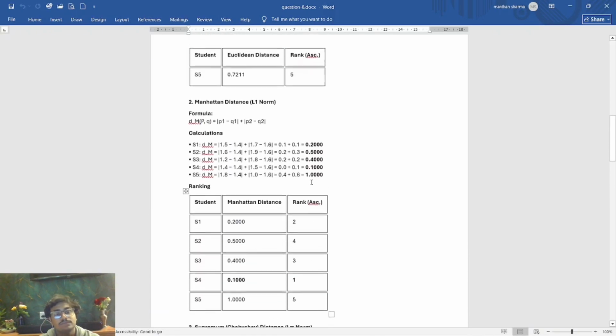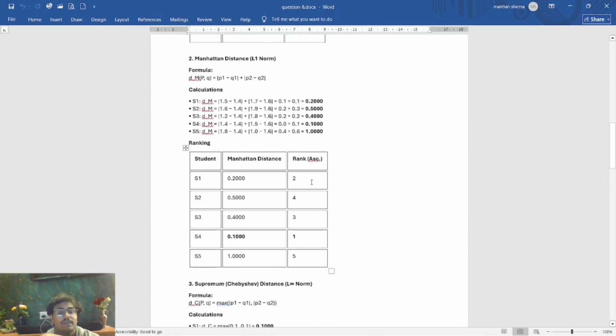Here we have S1 equal to 0.2200, S2 equal to 0.500, S3 equal to 0.4000, S4 equal to 0.1000, and S5 equal to 1.000. So for the Manhattan distance, the rank will be S4, S1, S3, S2, and S5 respectively.